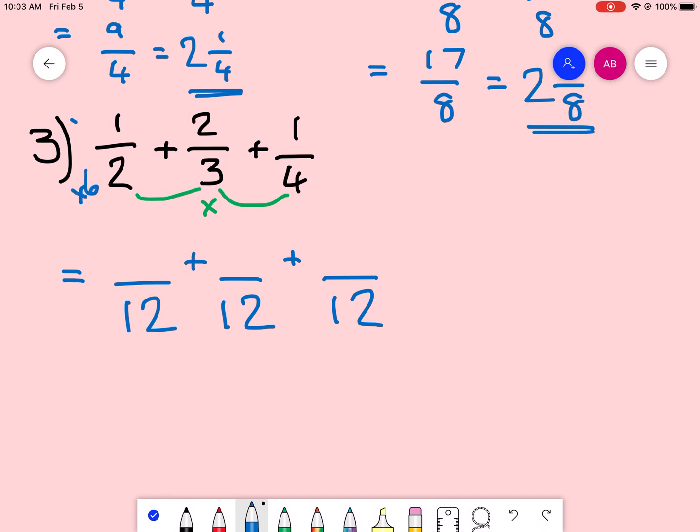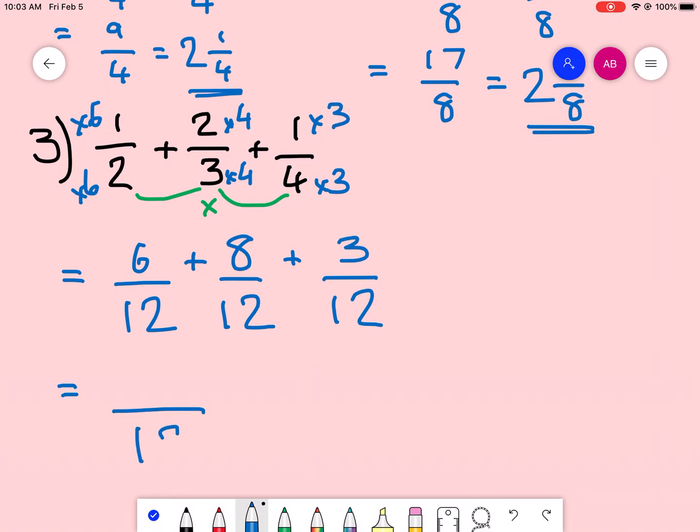So in this case we can actually use 12 as our common denominator for each of them. Times the first fraction by 6, so that will be 6 over 12, times the second fraction by 4, so 8 over 12, and times the third fraction by 3, so 3 over 12. Once we've got those numbers, we can add them all together. So 6 plus 8 is 14, plus the 3 gives us 17, and we will then get, as a mixed number, 1 and 5 over 12. Okay, so when you come to do ones with 3 fractions, it's a bit trickier to find that common denominator. You need to find a number that they can all divide into.